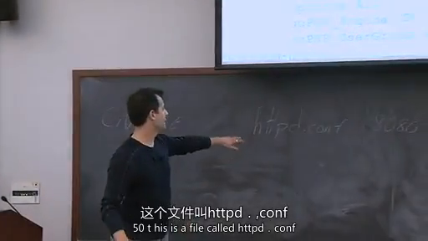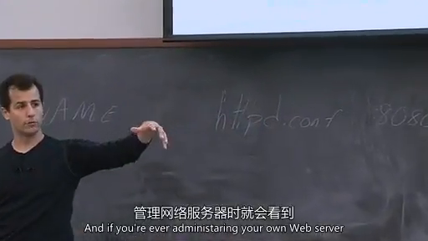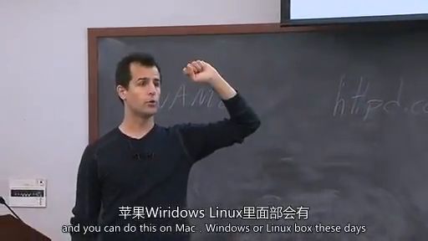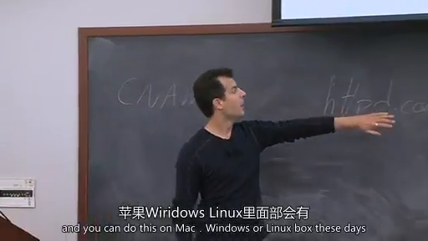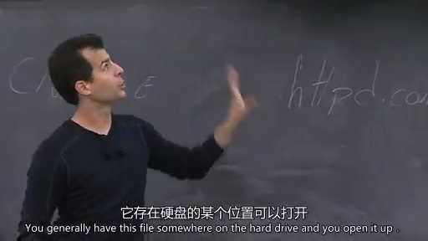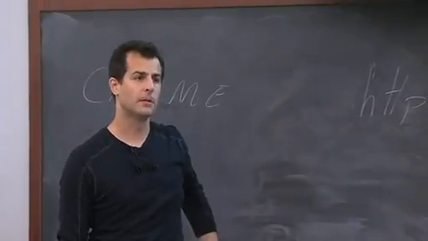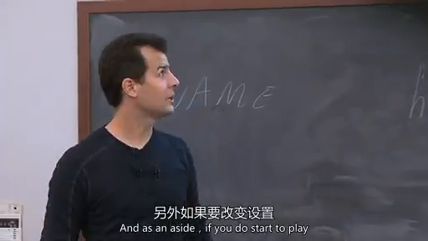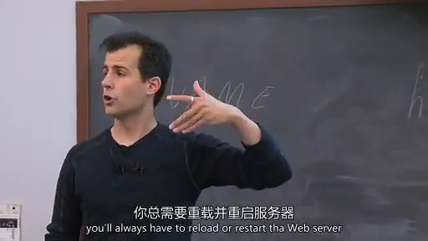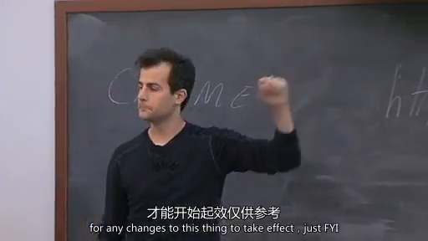So this is a file called httpd.conf, and if you're ever administering your own web server, and you can do this on a Mac, Windows, or Linux box these days, you generally have this file somewhere on the hard drive, and you open it up, you're going to see literally this kind of stuff, as well as some other directives. And as an aside, if you do start to play, you almost always have to reload or restart the web server for any changes to take effect, just FYI.